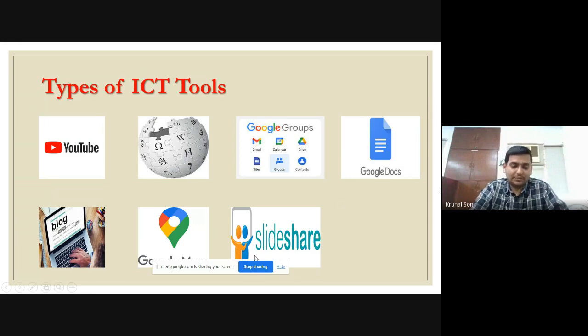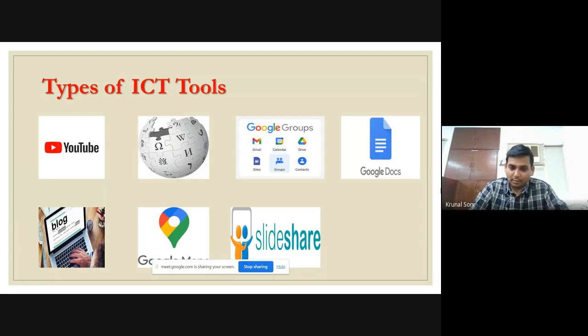Apart from that, Google Maps is always useful to search for a location as and when you are going somewhere. This is a very important tool nowadays, so I will not discuss it in detail. Then apart from that, you have the SlideShare option. SlideShare is a very important tool in terms of education and academics, right? For any content for which you are looking for ready-made slides, or you want to add certain content to your slides which you don't know, right?